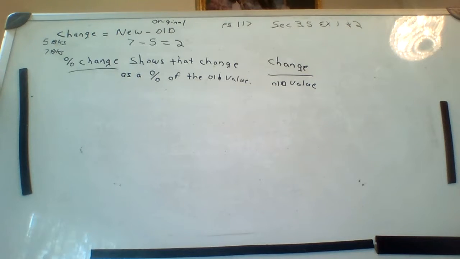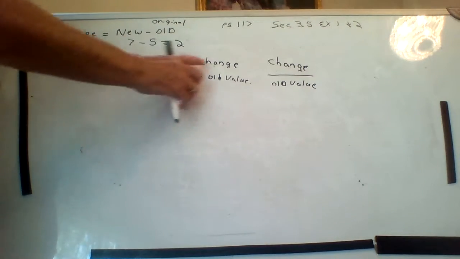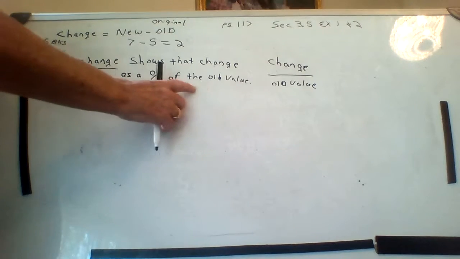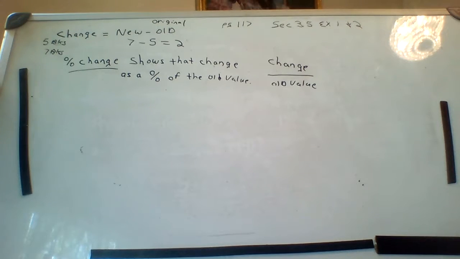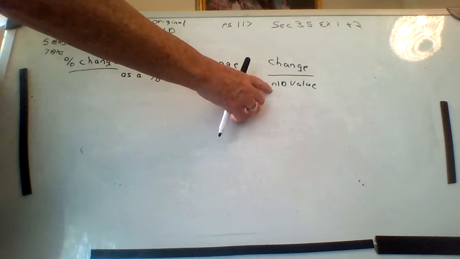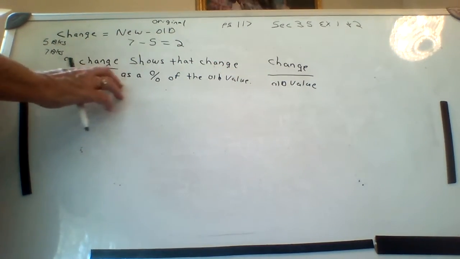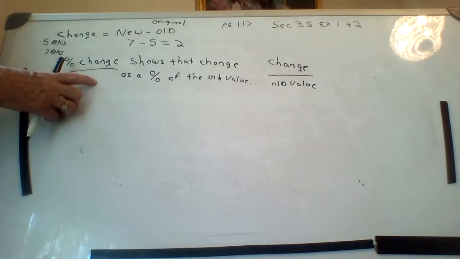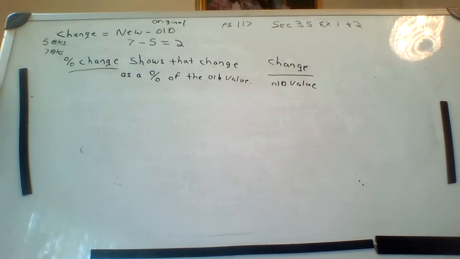So that's the change. But what's new here is percent change. Percent change shows the change as a percent of the old value. So basically, it's a ratio that you start off with, and it's going to be the ratio of the change to the old value, or the change to the original value, however you want to verbalize that. So you do want to have this on your quick reference. What is the percent change? Percent change is the change divided by the old value, and it also is written as a percent.